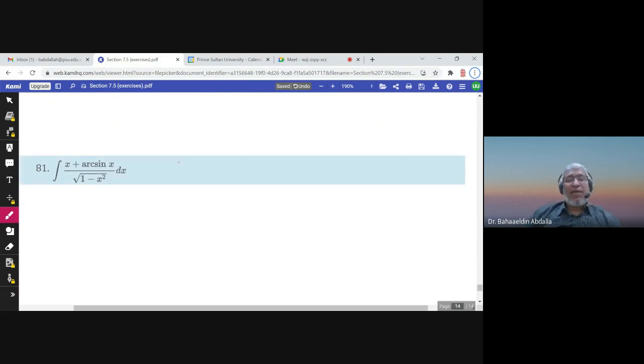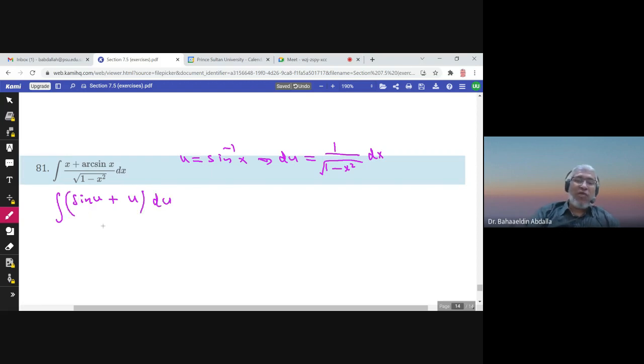Well, here, this is sine inverse. So I can take also here 1 minus x squared. I can solve it in two ways actually. I can take u equals sine inverse x, and then du would be the derivative of sine inverse, which is 1 over square root of 1 minus x squared dx. And then this integral would be, what is x in this case? X is sine u. So I'll have sine u plus sine inverse x, which is u, over nothing, because 1 over square root of 1 minus x squared dx is just du. And you know integral of sine u and integral of u.